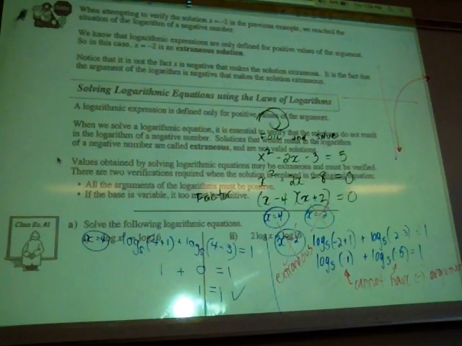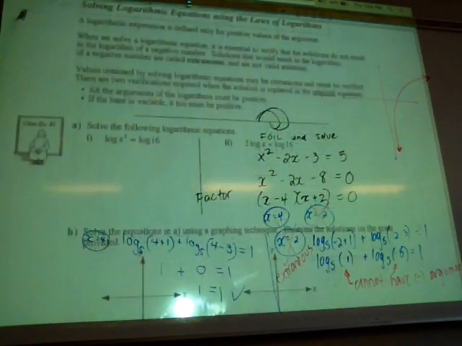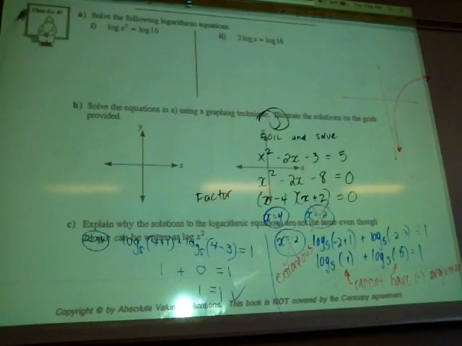Okay, so it's very important to always verify your work because you might have extraneous solutions. Let's just try a few more examples.